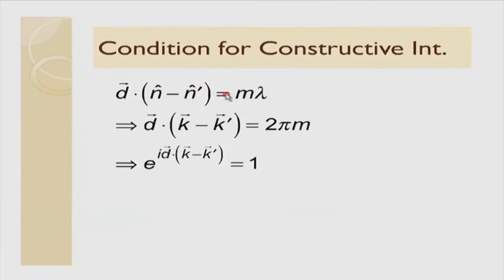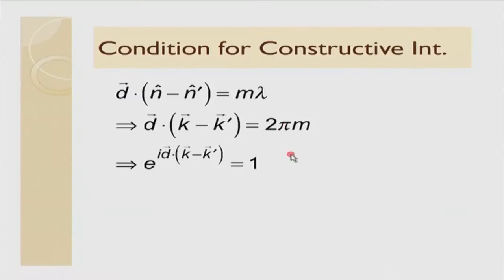Now I multiply this by 2 pi by lambda. On the right-hand side, lambda goes away and this becomes 2 pi multiplied by m. On the left, multiplying by 2 pi by lambda gives the magnitude of the wave vector, remembering that lambda is the same for the incoming x-ray as well as the outgoing x-ray. So you get k and k prime, and this becomes d dot k minus k prime equal to 2 pi m. This means that if I take the exponential, e raised to the power i d dot k minus k prime must equal e raised to the power 2 pi i m. We discussed earlier in the lecture today that this is equal to 1.